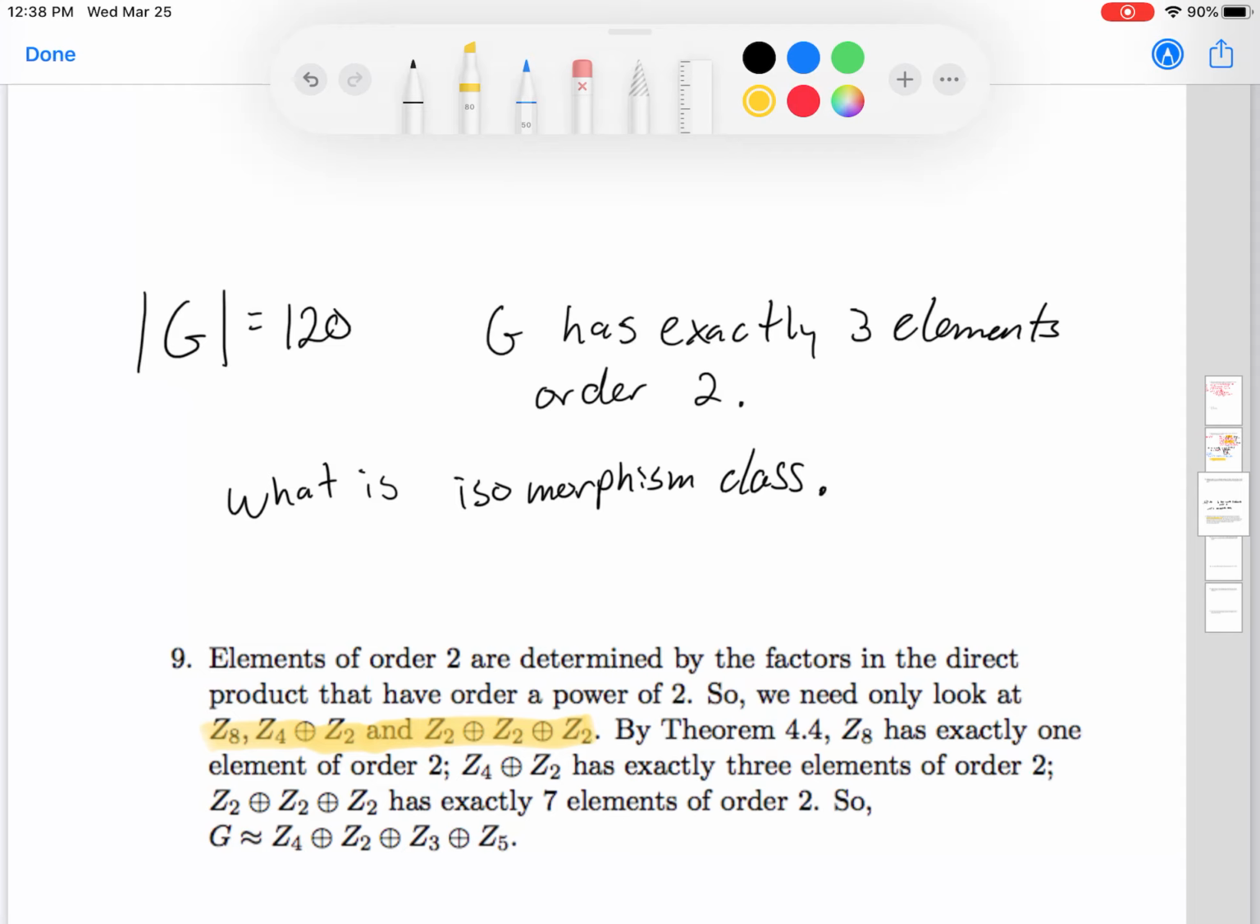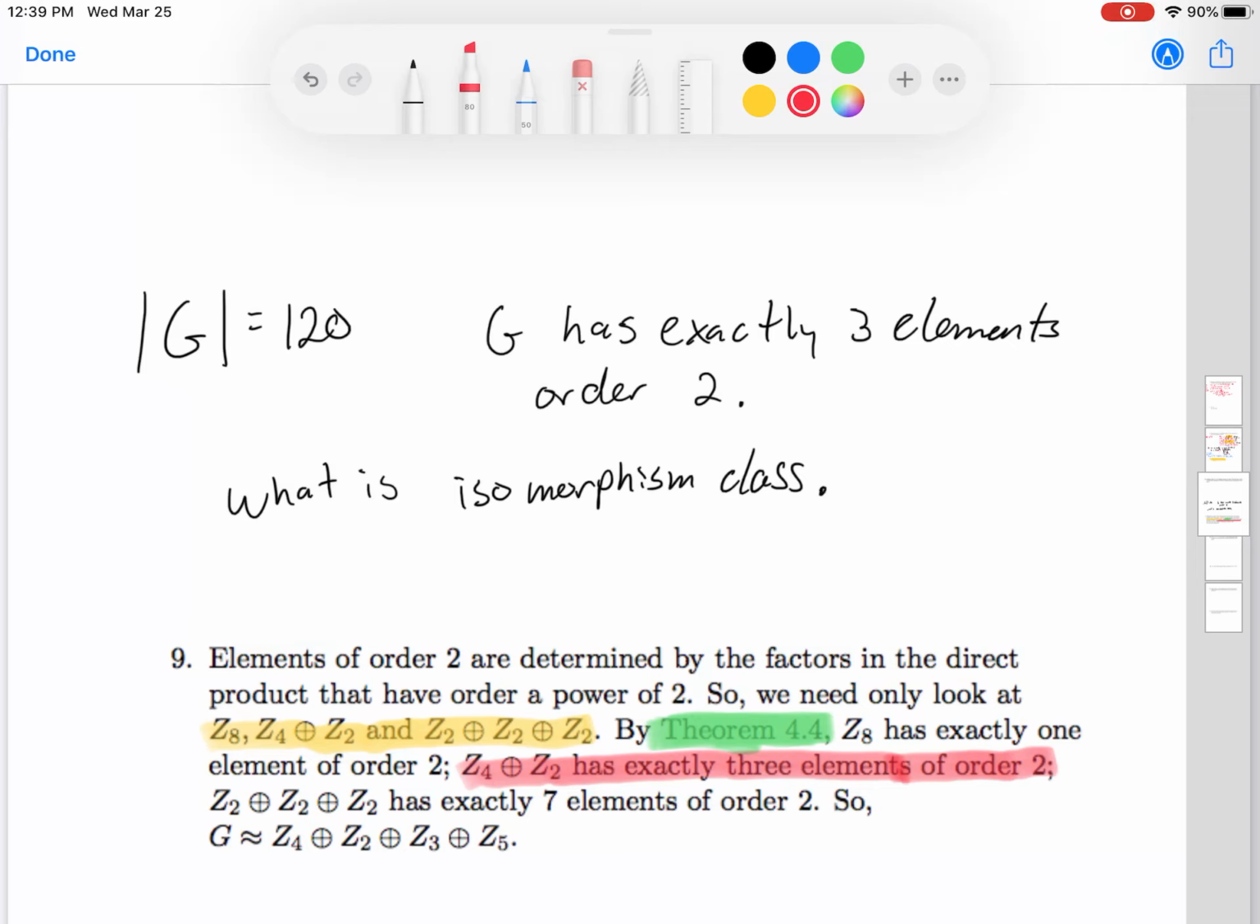If we look back at theorem 4.4, Z8 has exactly 1 element of order 2. Z4 external direct product Z2 would have exactly 3 elements of order 2, and Z2 external direct product Z2 external direct product Z2 would have exactly 7 elements of order 2, which you could just use this theorem and go through and find each of these. So the important thing is we're finding this one right here, that Z4 external direct product Z2 has exactly 3 elements of order 2.